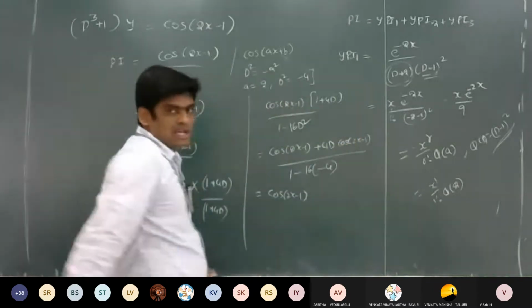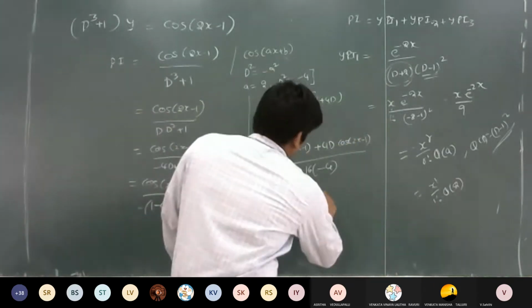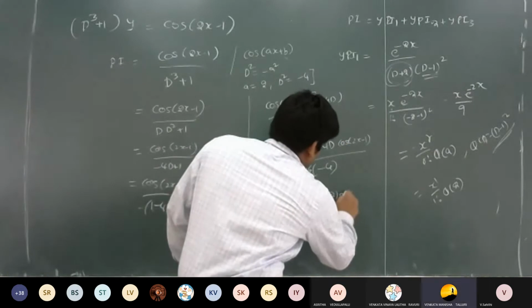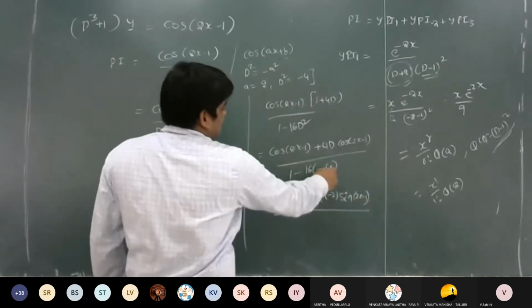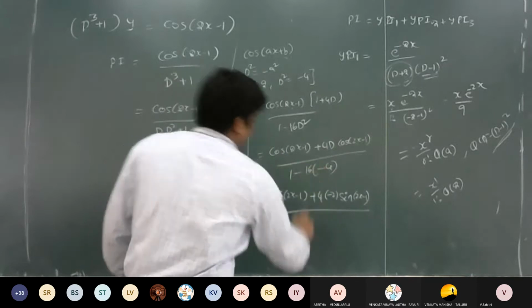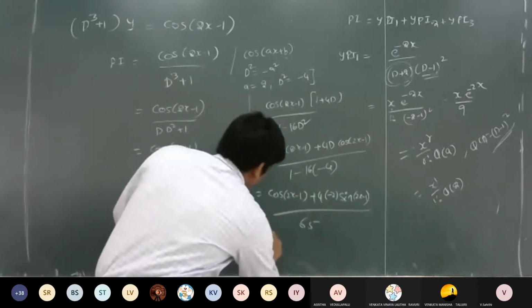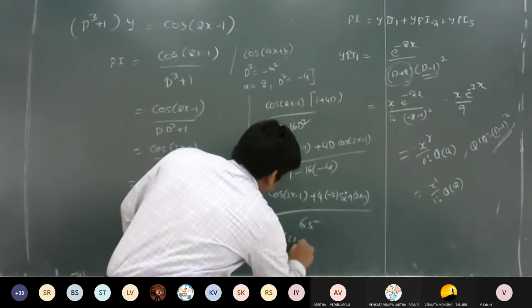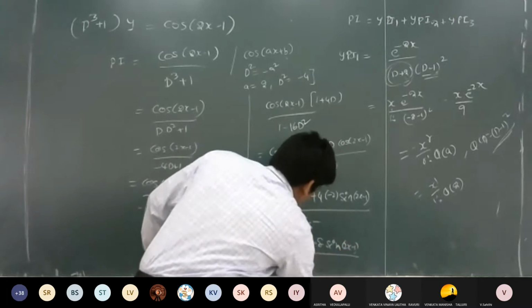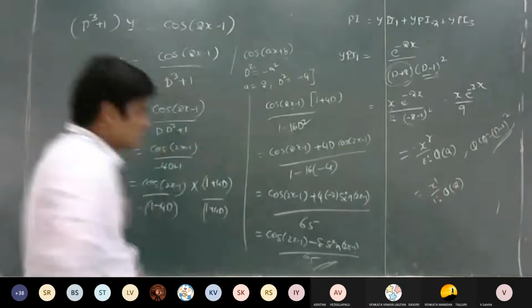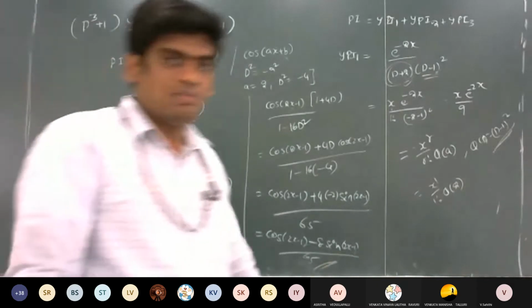What is the derivative of cos? That is 4 into minus 2 into sin of 2x minus 1. So this is minus into minus plus, 16 into 4 is 64. This is equal to cos of 2x minus 1 minus 8 into sin of 2x minus 1 by 60. So this is the required solution, right?